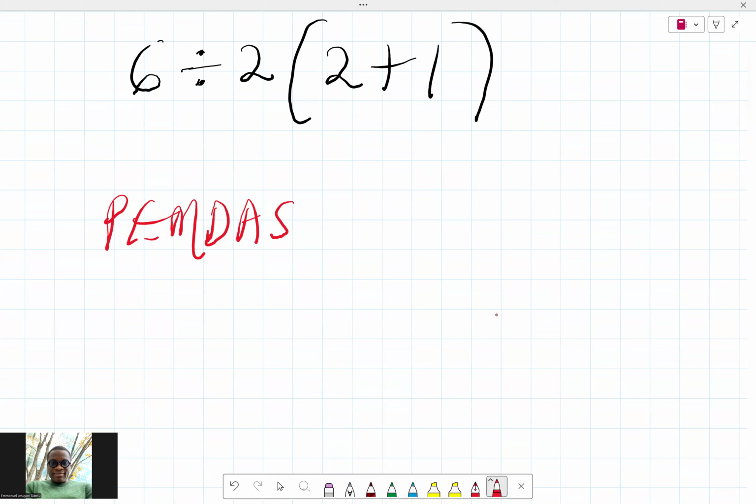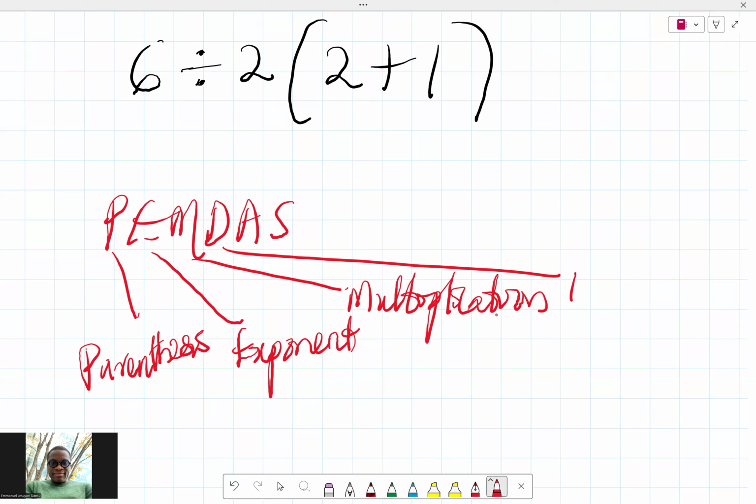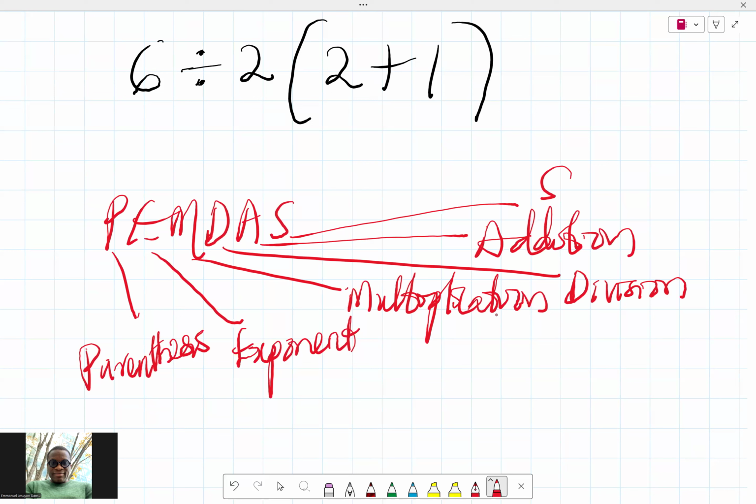We have PEMDAS. I think this is more like the US thing, where you first of all take care of parentheses. So if you have a bracket, that's what parenthesis is. Then E is exponents. So if you have a power, you deal with that. Then you have multiplication, and then you have division. But then there's a twist to this, which I'm going to talk about in a minute. So you have parentheses, exponent, multiplication, division, and then addition, and then subtraction. So that's one idea to it.